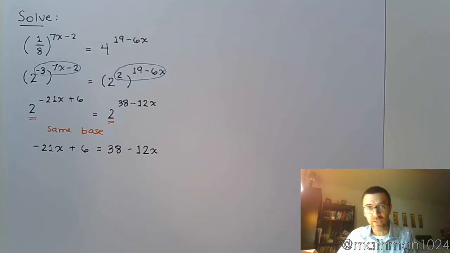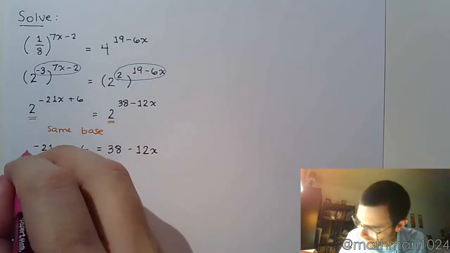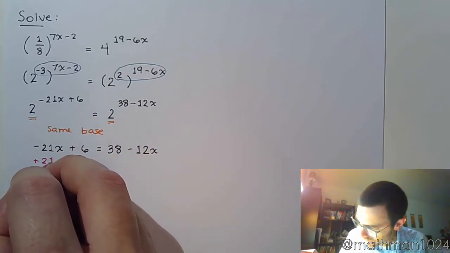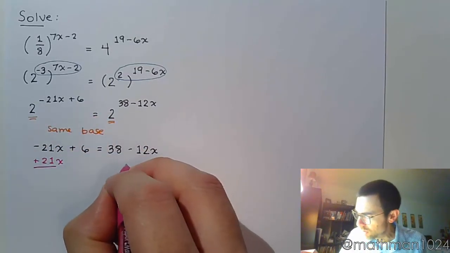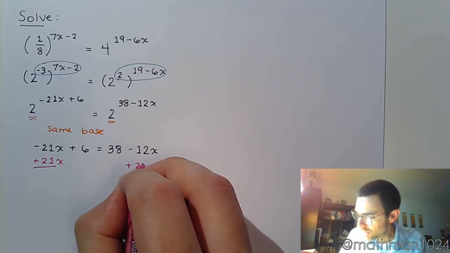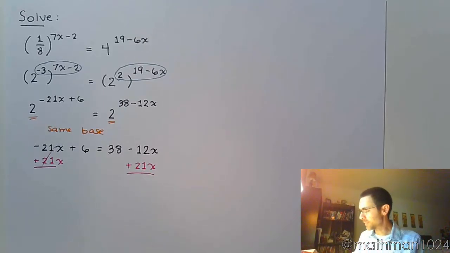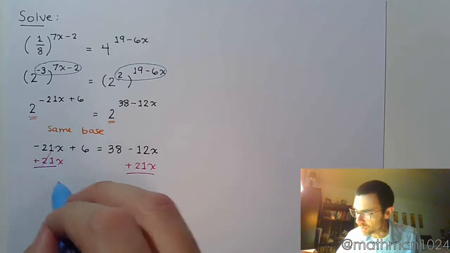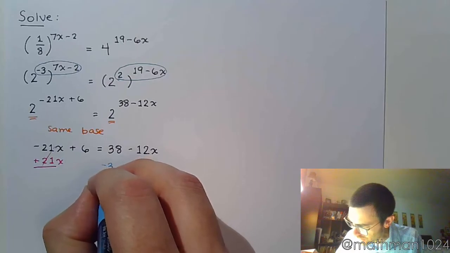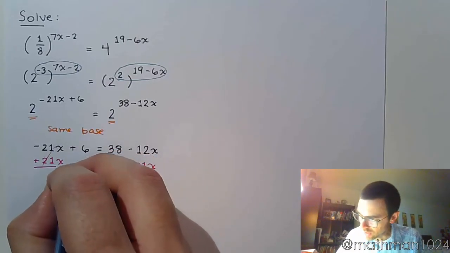So we need to get all the x's to the same side, and I want to do this in such a way so that the coefficient is going to be positive. So that means I'm going to add 21x. And you don't have to do it this way. If you want to move the 12x to the left, you can do that. It all ends up being the same at the very end. So if I move my variables to the right, I need to move my constant to the left by subtracting 38.